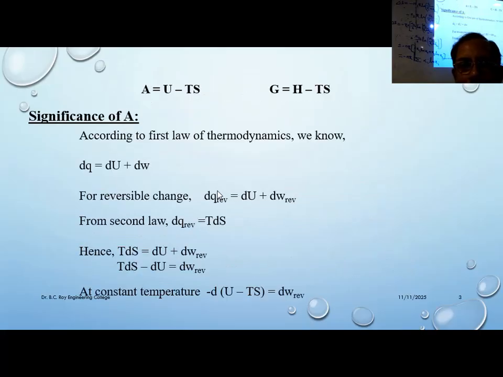Now, some mathematical formulas we need to derive. There are two things, G equal to H minus TS and A equal to U minus TS. These two are called, this is called work function and this is called Gibbs free energy. Work function gives free energy. Now, this is the first law, dq equal to dU plus dw, and for a reversible process, dq equal to TdS, this is coming from the second law, and this is coming from the first law. So if I compare the two, TdS equal to dU plus dw. So TdS minus dU equal to dw.